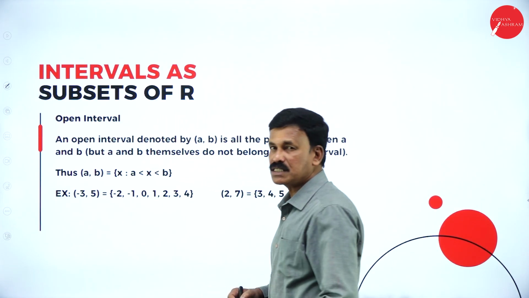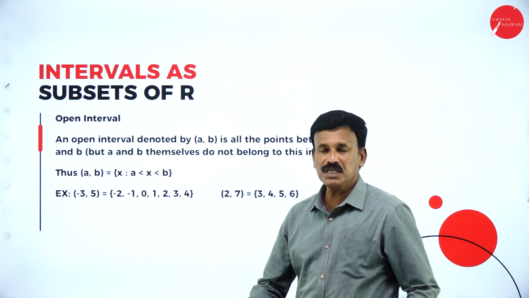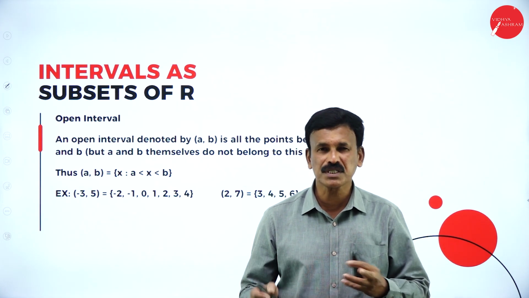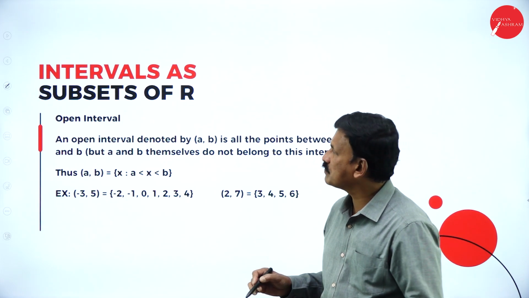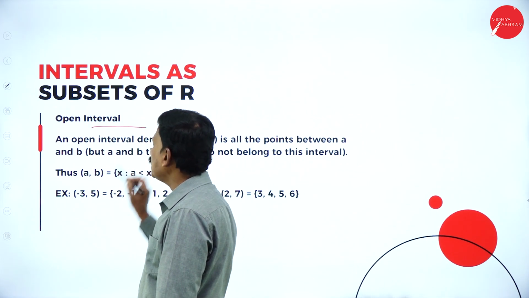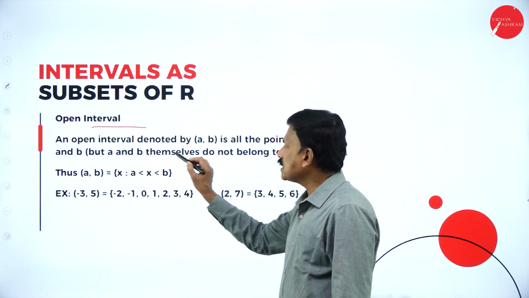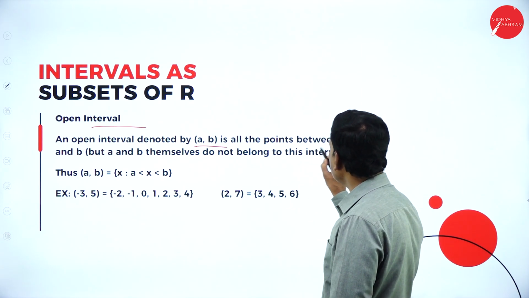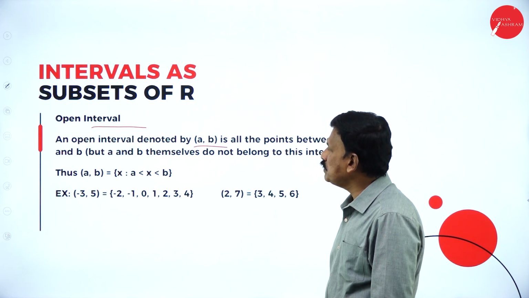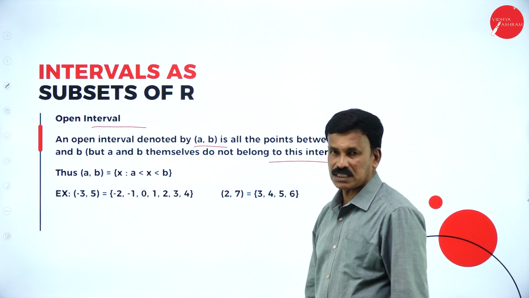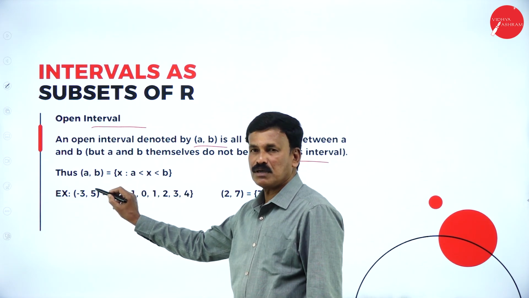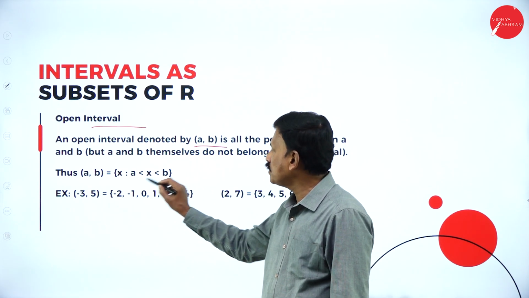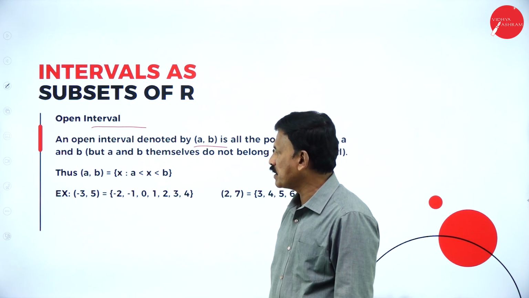Move on to the next concept, the intervals of a set. Here we are going to study intervals: closed interval, open interval, and semi-closed and semi-open intervals, that is, half-closed and half-open intervals. So, first the open interval. An open interval is denoted by small brackets, that is (a, b), and it is all the points between a and b, but a and b themselves do not belong to this interval. It is denoted as (a, b) equal to {x such that a less than x less than b}. All the values which lie between a and b are called the open interval.